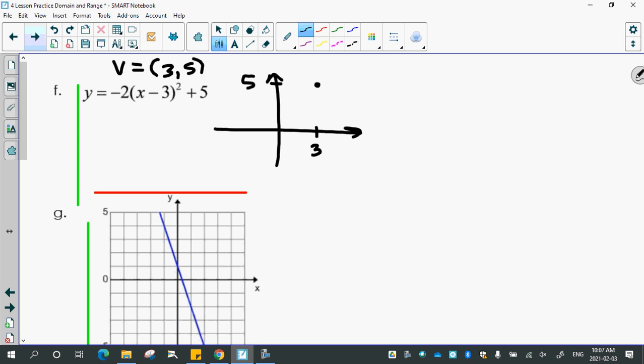And then the negative out front means it's opening downward. That's all we need to know to get the domain and range right. So we just have to draw a parabola that's opening downward. Just do a sketch here. The arrow's on the end, so we know it goes on forever downward. It doesn't have to be anything fancy, you just got to know where the vertex is and whether it opens up or opens down. All right, so is it a function, first of all? Yes?